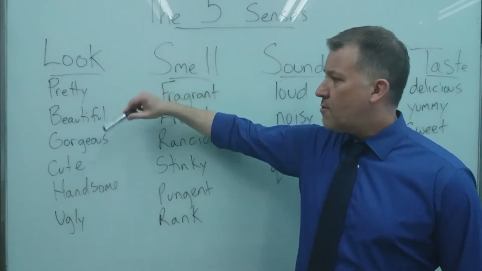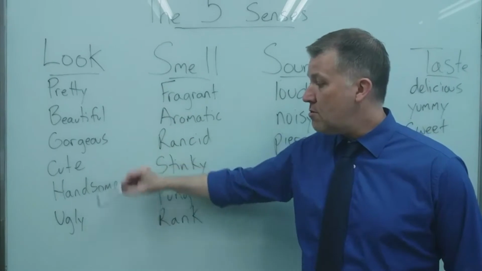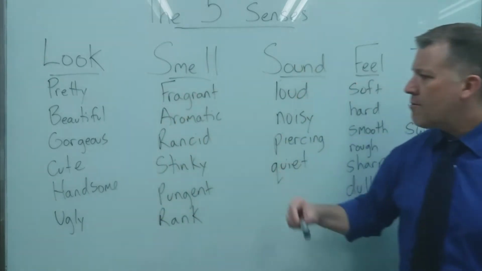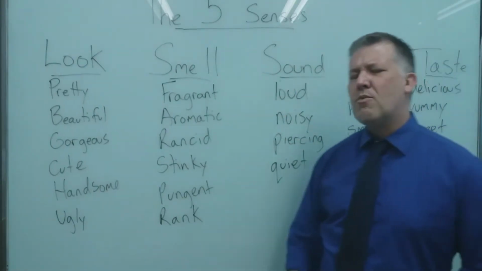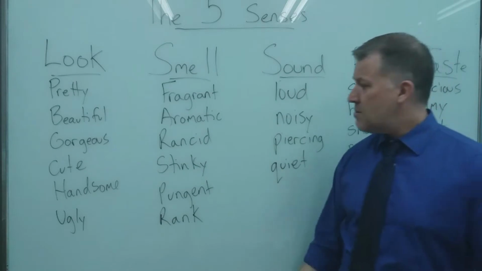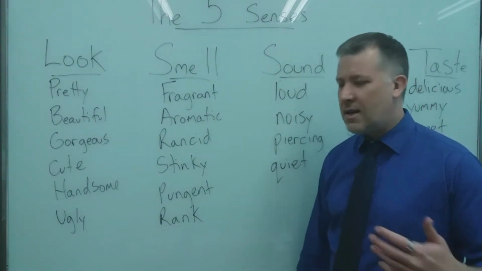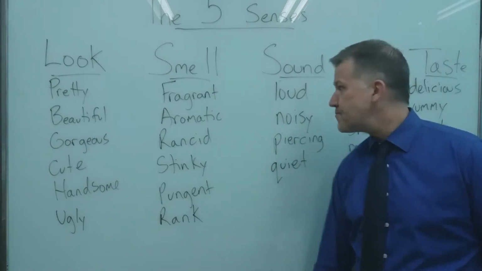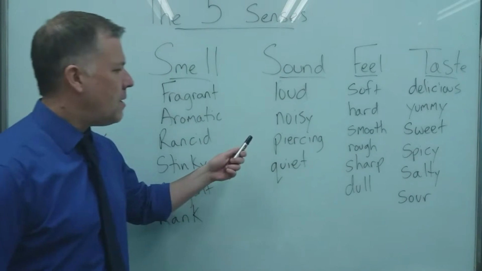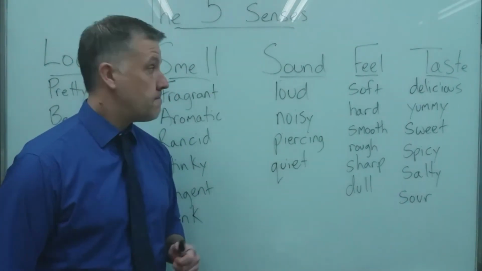First for look, of course, pretty, beautiful, gorgeous, which means very beautiful, cute, handsome, and ugly. Smell, fragrant, aromatic. These two are words that describe a perfume, very positive smell. Then we have very negative smells like rancid, stinky, pungent, which is a very strong but negative smell, and rank. Then we have sound, of course, loud, noisy, piercing, which is like a very sharp, loud sound, and quiet.